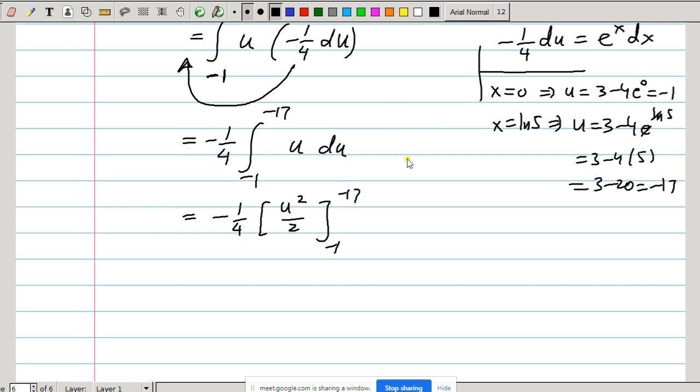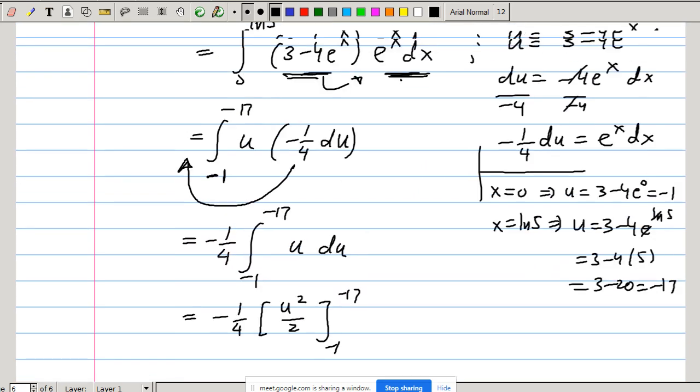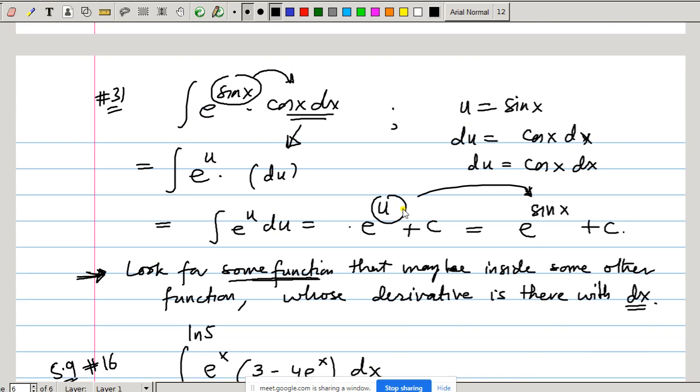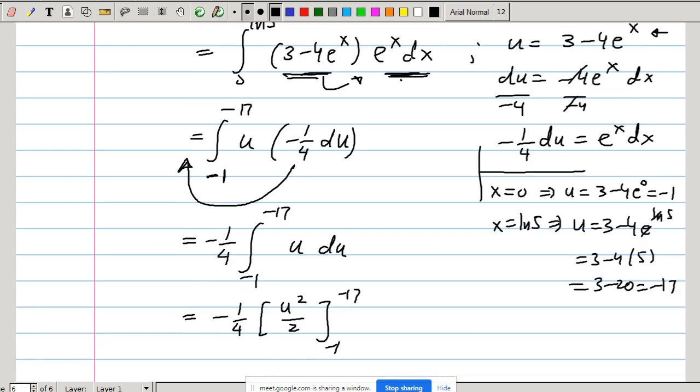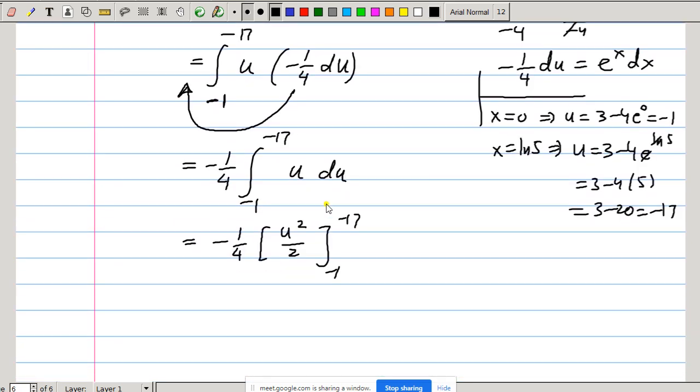Now you do not need to go back to x. You see in the previous example, when limits are not there, I replaced u back, right? But now because we have changed the limits as well, I do not need to go back. I can just directly use the limits of u. Minus 1 by 8, because I can multiply these two, 4 2s are 8. u square means minus 17 square minus minus 1 square. So this is your answer.